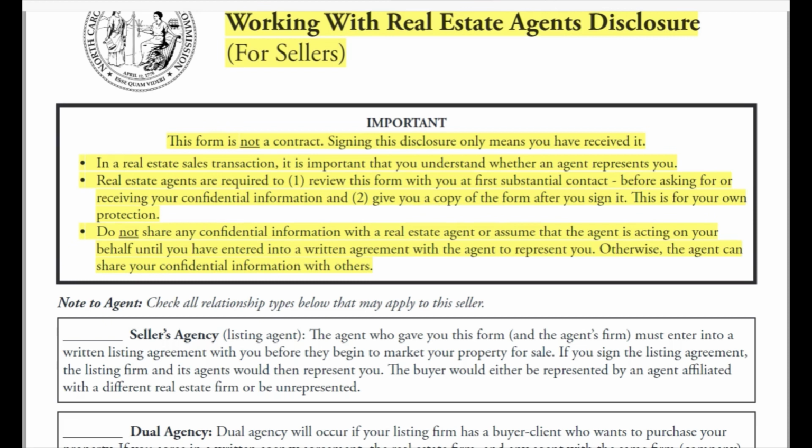In a real estate sales transaction, it is important that you understand whether an agent represents you. Real estate agents are required to, number one, review this form with you at first substantial contact, as well as before asking for or receiving your confidential information. And number two, give you a copy of the form after you sign it. This is for your own protection. Do not share any confidential information with a real estate agent or assume that the agent is acting on your behalf until you have entered into a written agreement with the agent to represent you. Otherwise, the agent can share your confidential information with others.